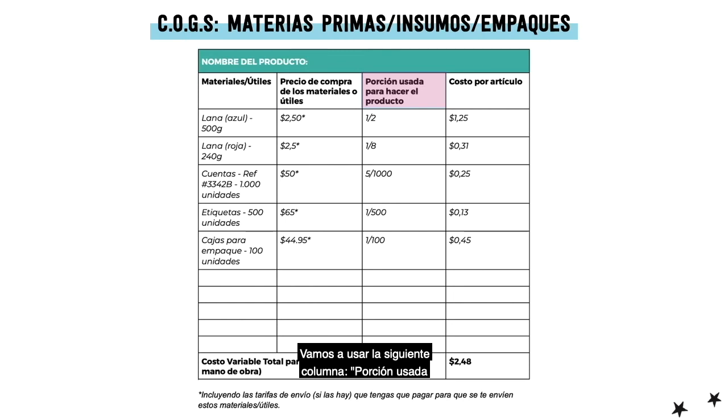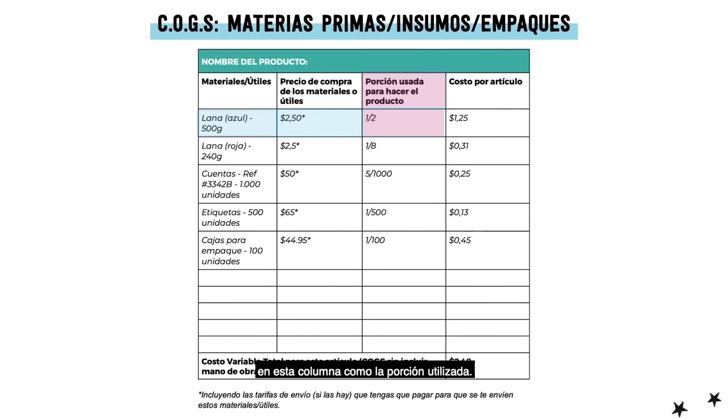We're going to use the next column, portion used to make a product, to record how much of this supply you need to use to create one unit of your product. So in our example, to create one pair of gloves. In this example, 500 grams of blue yarn were purchased for $2.50. But for this particular product, to make those gloves, we're not going to need to use 500 grams. We're only going to require 250 grams.